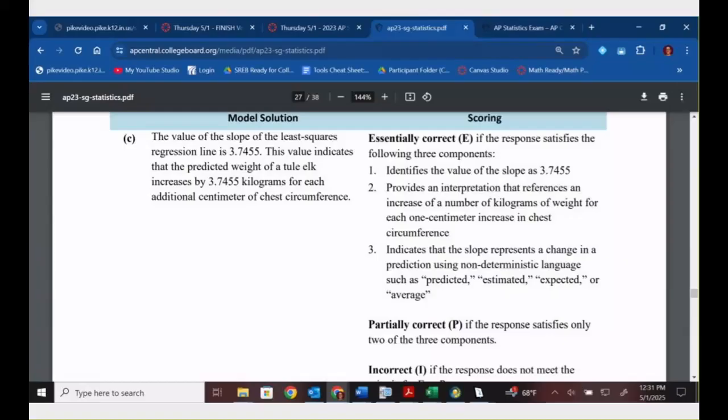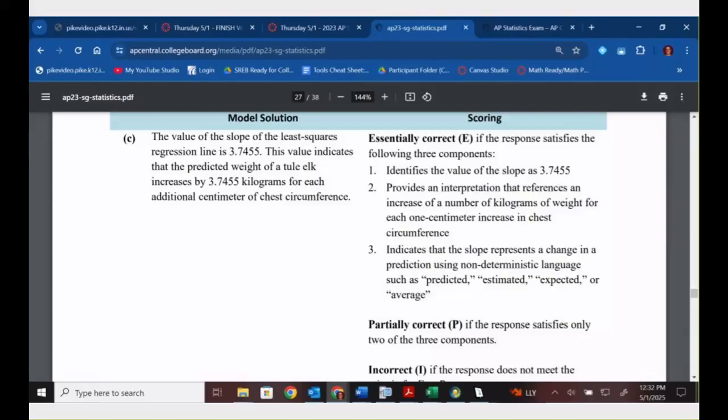So you can see over here, the predicted weight of a tool elk increases by 3.7455 kilograms for each additional centimeter of chest circumference. Component number 3 indicates that the slope represents a change in a prediction using non-deterministic language such as predicted, estimated, expected, or average. You have to use one of those words because this is not a guarantee that the male tool elk will go up that much in weight for the increase in centimeters of chest circumference.